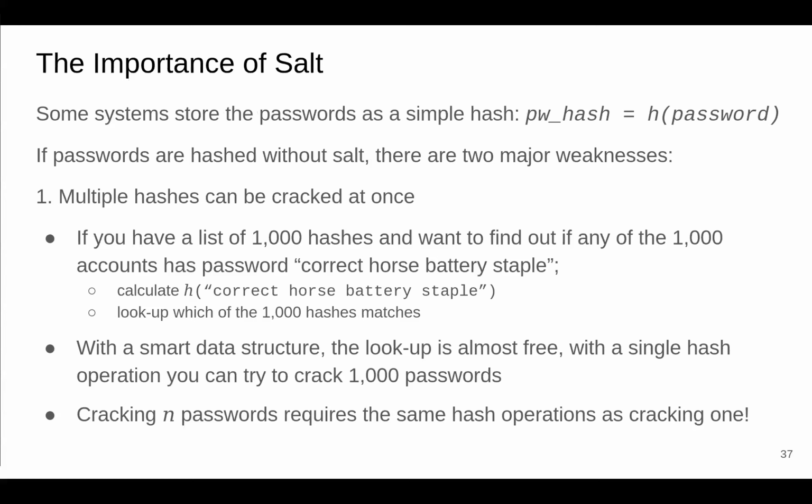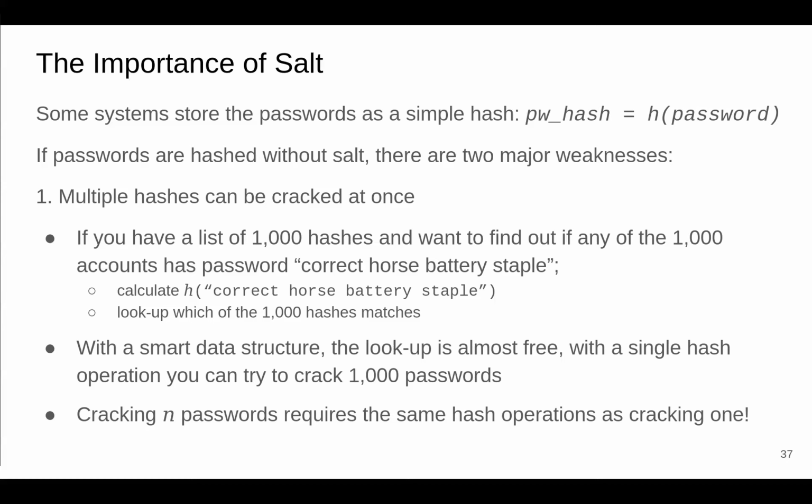So some systems store the password as a simple hash, such as PW_hash equals h(password). Passwords are hashed without salt. There's two major weaknesses. That's what I tried explaining before. Multiple hashes can be cracked at once. Let's say you downloaded 1 million accounts, right? You broke into a server, you downloaded 1 million hashes or 1,000 hashes, and you want to find some of the passwords of the accounts.